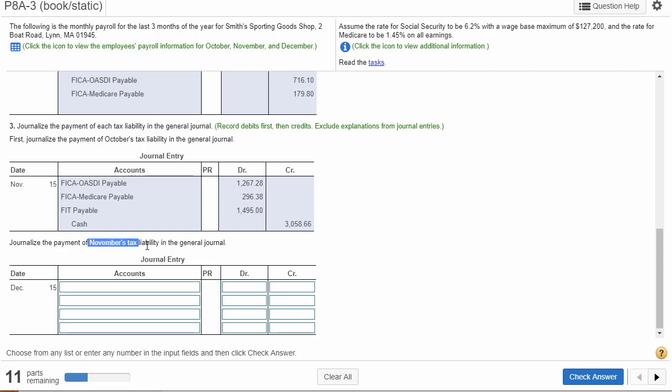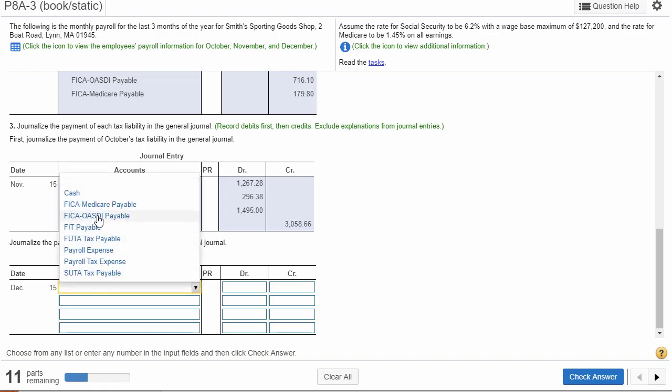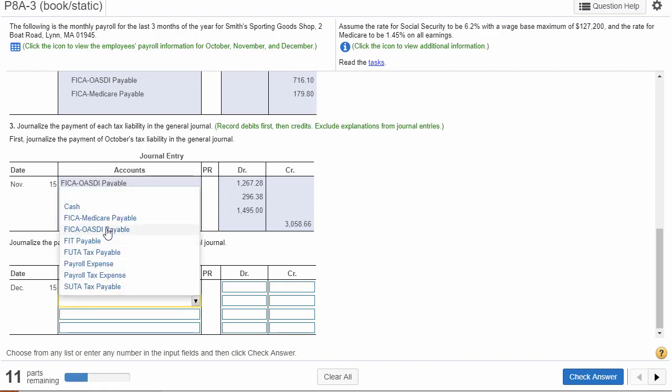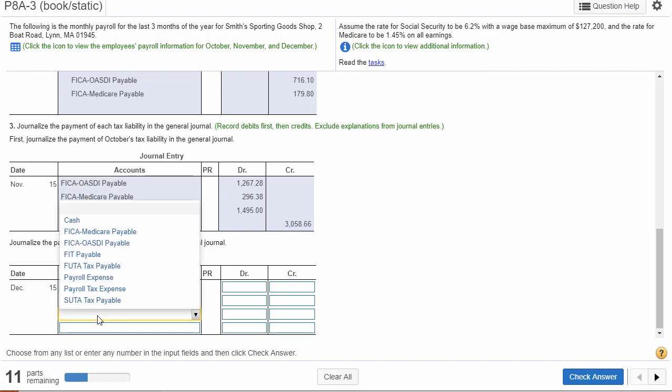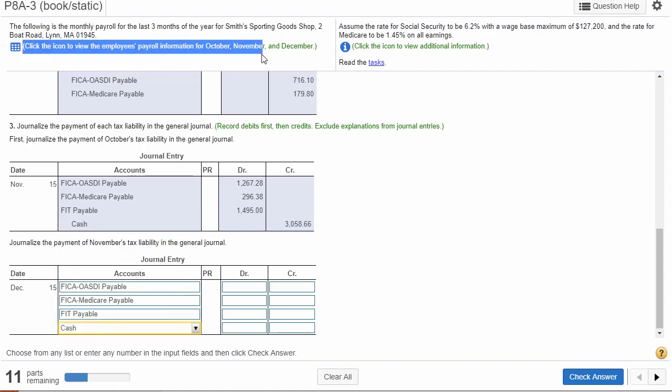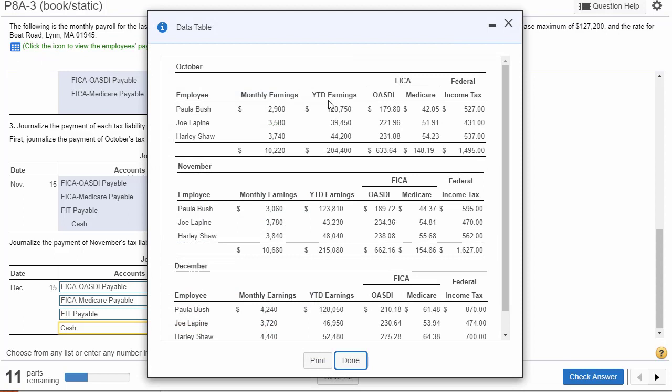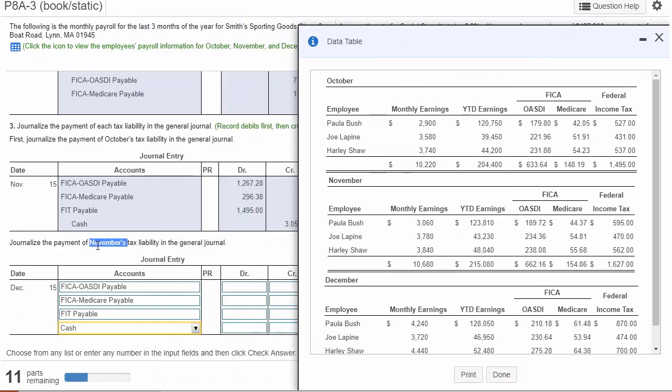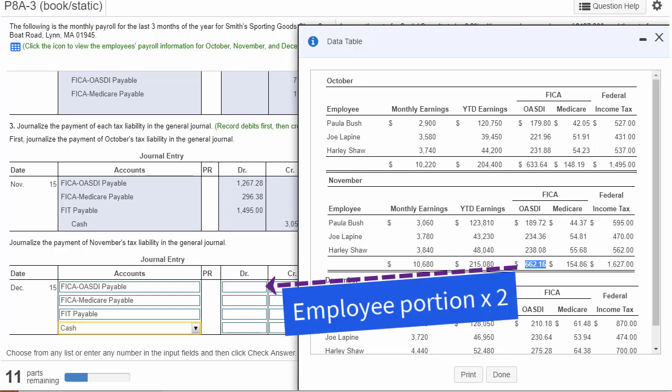Okay, now we're going to do the same thing, but this time for November. So we have to lower OSTI payable, lower Medicare payable, lower FIT payable, and then we will lower our cash. So we need to go back up here to the table. We're doing November, so let's look at November here. So for OSTI, we need to double 662.16. So if we double that, that's 1324.32.